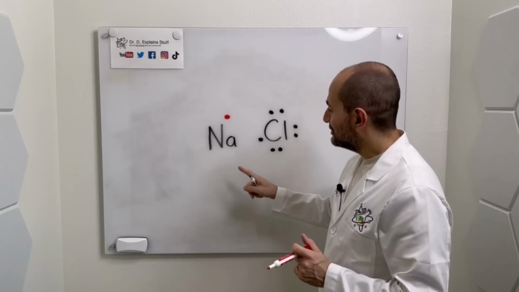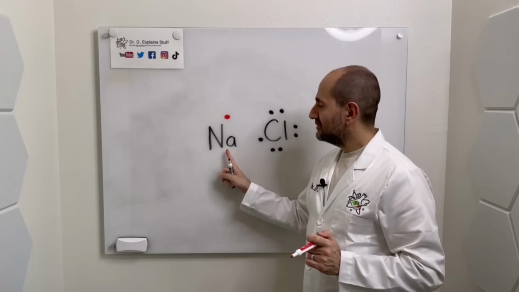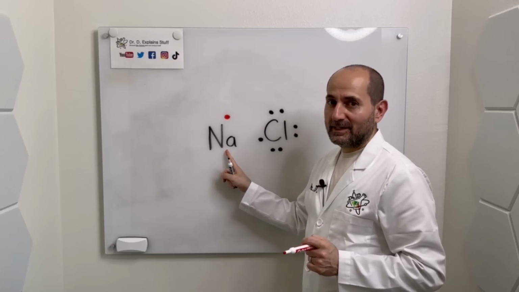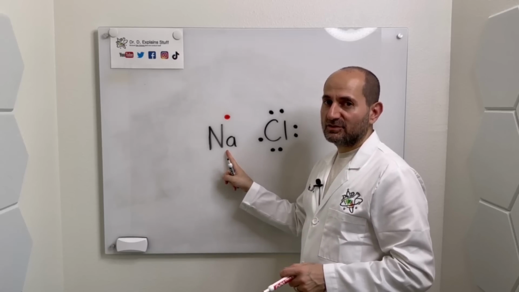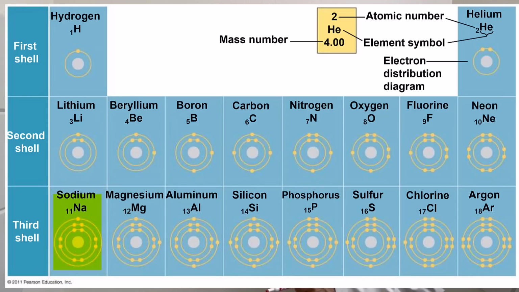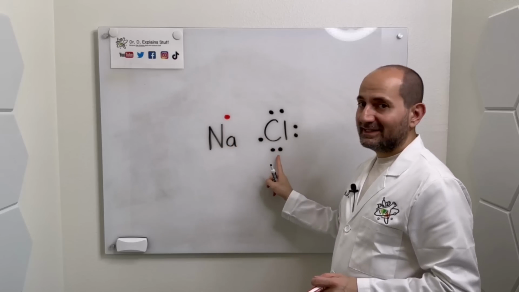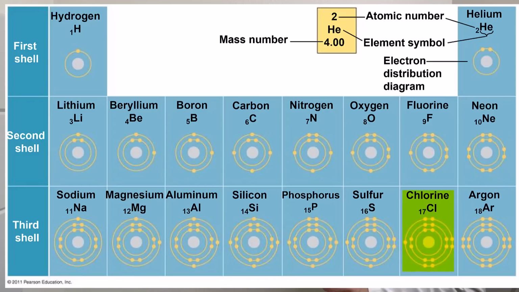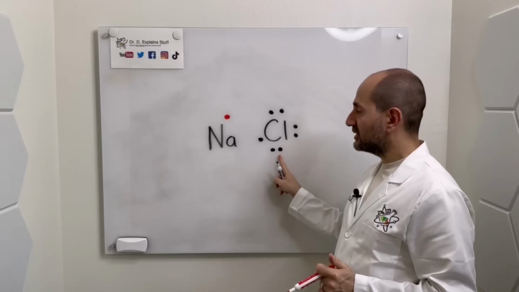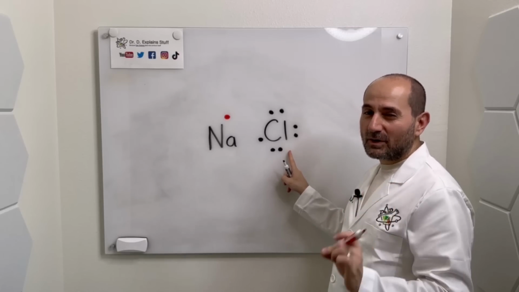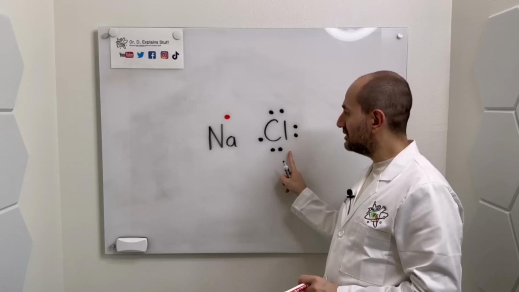This here is a sodium atom, Na. And remember, sodium is in the first column on the periodic table, so it has 1 valence electron. Chlorine is in the second last column, so it has 7 valence electrons. Chlorine just needs 1 more to fill its shell.